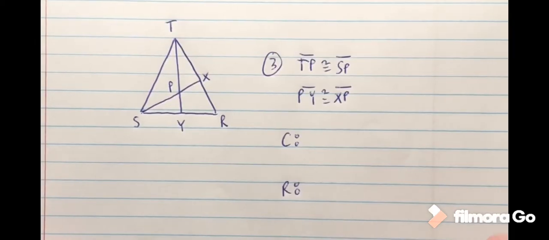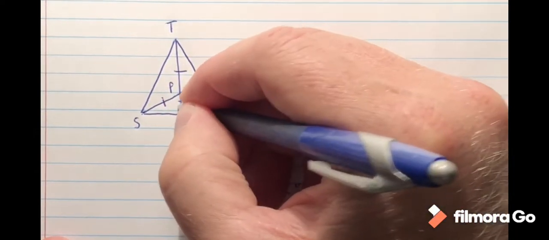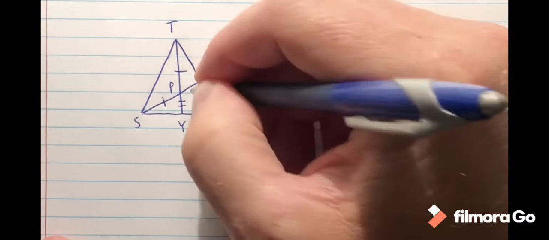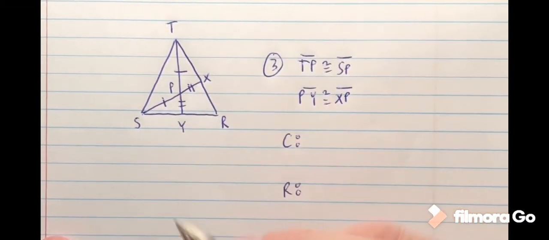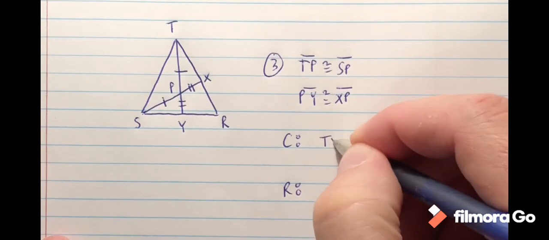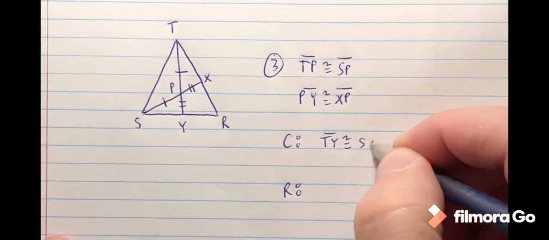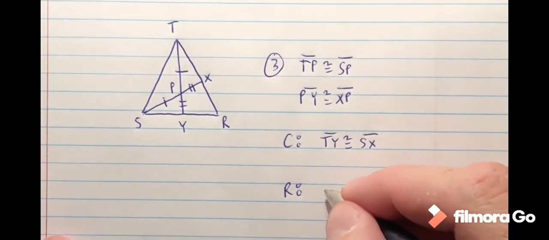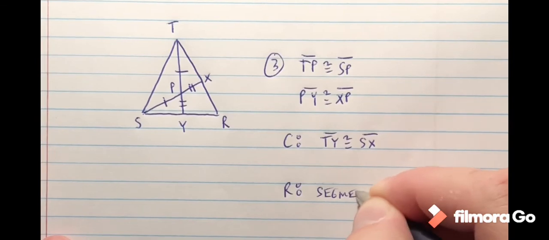In number 3, they give us that TP is congruent to SP. They give us that PY is congruent to XP. You can see here these segments are adjacent to each other. So this is a situation where we're going to do some additions. We're going to say that TY is congruent to SX. Reason, this is the segment addition postulate.